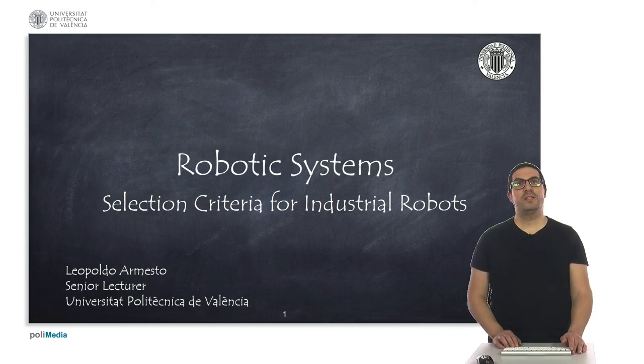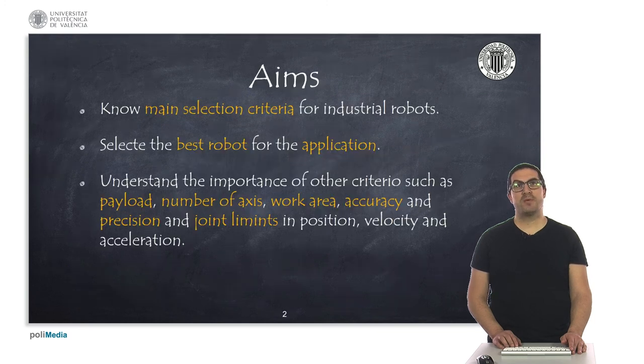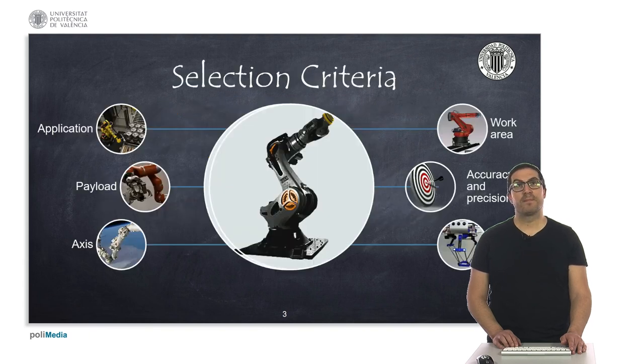Hello, in this presentation I will talk about the main criteria for selecting an industrial robot. The aims of the presentation are, on the one hand, to know what the main criteria to select an industrial robot are, the application being in this case one of the most important ones, because it will determine the type of robot to select. On the other hand, we have other criteria such as payload, number of axes, work area, accuracy, precision, joint limits. We will see that.